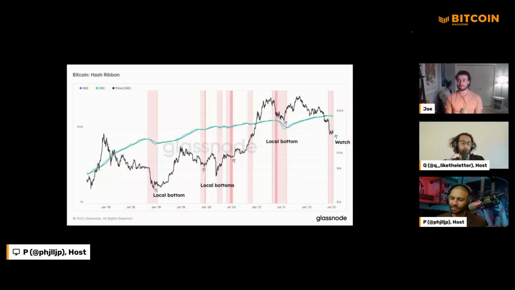Let's just dive into this hash ribbon stuff first. I loved your guys' explanation in one of the most recent issues of the Bitcoin Layer. I'll let you explain first what we're looking at and why these local bottoms have mattered historically.